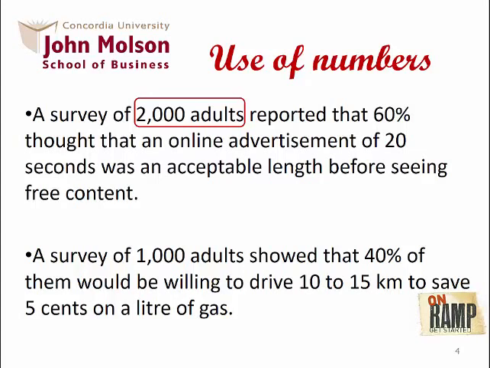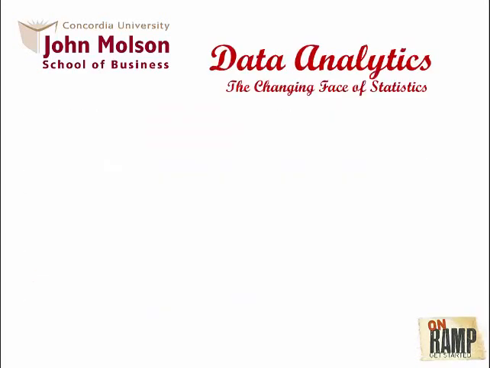Another survey of 1,000 adults showed that 40% of them would be willing to drive 10 to 15 kilometers to save 5 cents on a liter of gas. I have exactly the same question. What about this sample of 1,000 adults? Where were they found? How were people selected? This is something important if I rely on this survey to locate a gas station. Definitely, when we read statements like that, we should be critical. We should be able to identify where information is missing, and most of the time, this is crucial information.